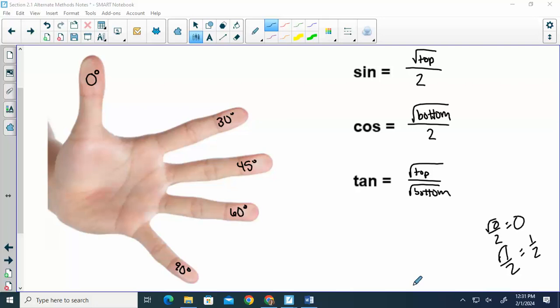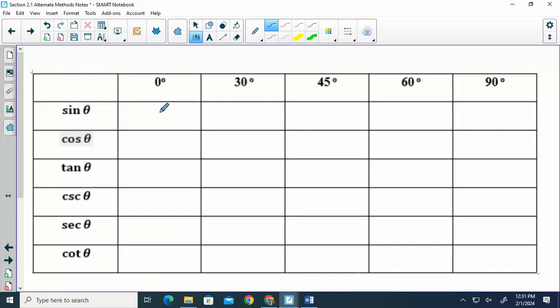Look at our table and let's try to do the 0 column. If I fold in my 0, sine, how many fingers do I have above that one? So the square root of 0 divided by 2 is 0. Cosine, how many fingers do we have below? 4. So the square root of 4 divided by 2 is 1. Tangent, square root of the top over square root of the bottom. So square root of 0 over square root of 4 is 0.